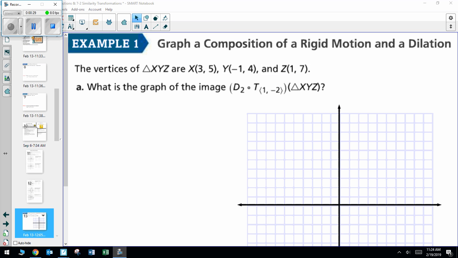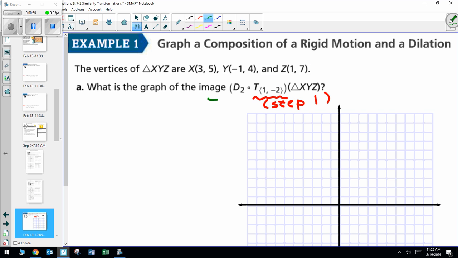So we've done composition of rigid motions before where we said maybe we can translate it and then rotate it, or rotate it then reflect it. Now we're going to throw in dilation as one of those. Okay? So the important thing to remember about a composition of rigid motions is that the second one is the first step. So this is step one. Okay. And this one, this is step two.